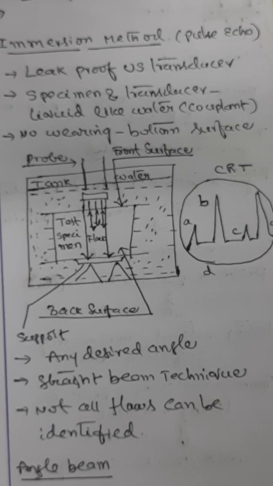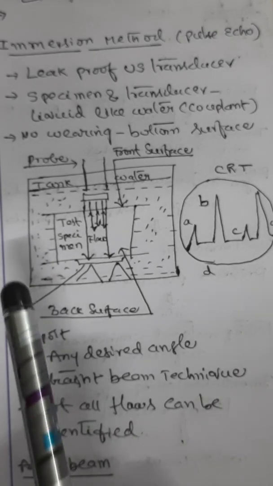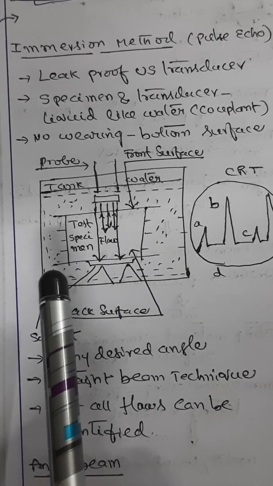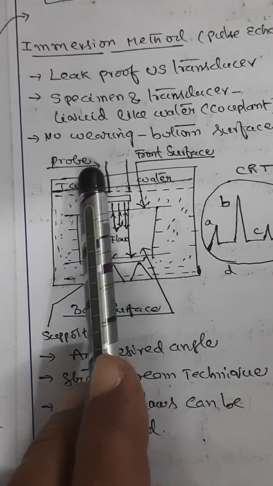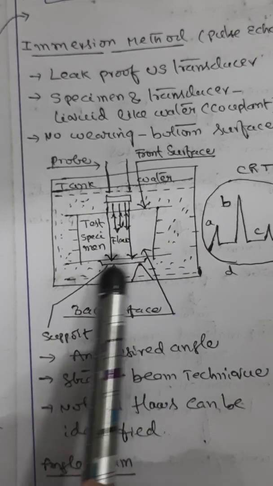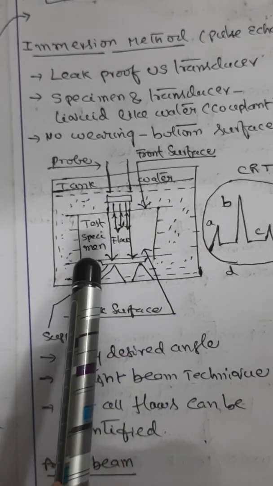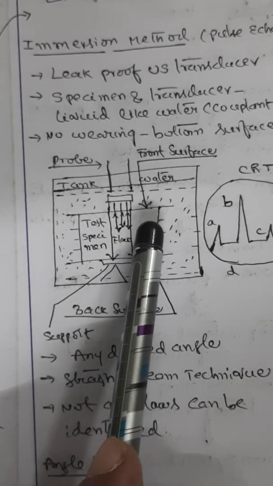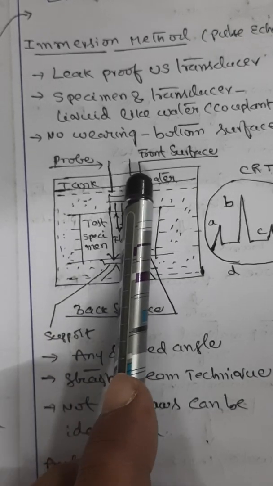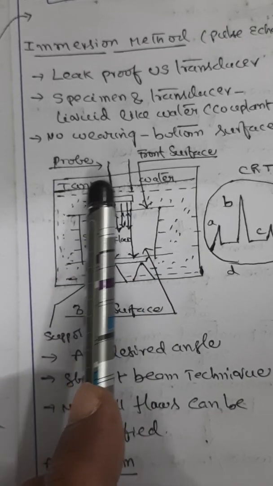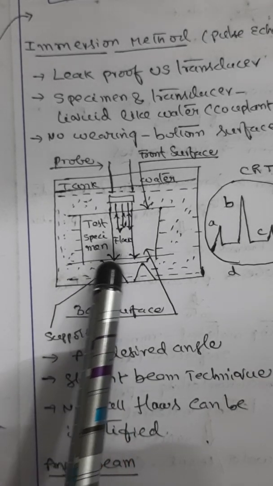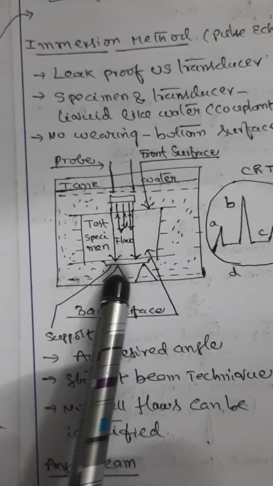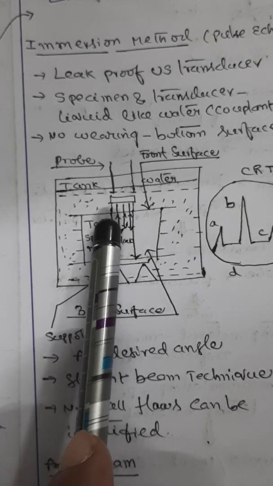Here also, there are pulse echo and through transmission systems for the detection of flaws. For example, if you see the immersion method here, there is a probe assembly. The test specimen you have taken has a back surface and a front surface. This is the water tank for the coupling. The probe is inserted like this, and this is the supporting provision for the specimen. So the flaw can be detected here.